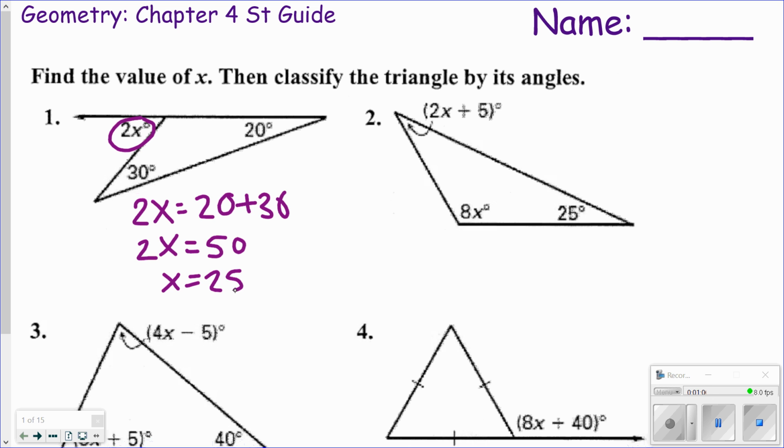Now to figure out what type of triangle this is by its angles, I need to plug x back into my equations. And actually, I do not need to do that because that would tell me my exterior angle. I know that my angles add up to 180 degrees. So if I'm just missing one of these angles, that means this is equal to 130 degrees. Which means since this angle here is greater than 90, we have an obtuse triangle. So I'll write that here.